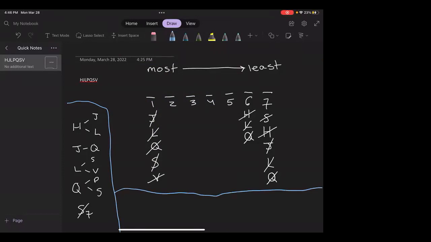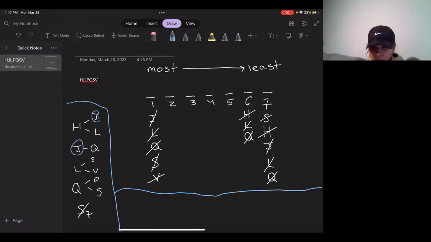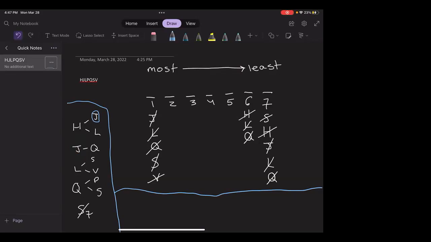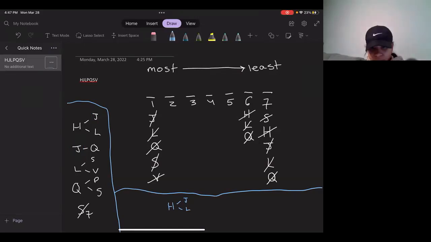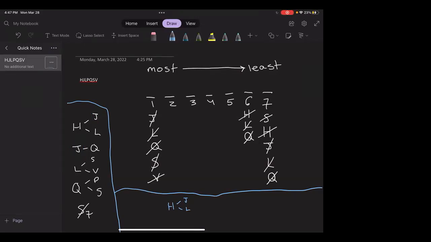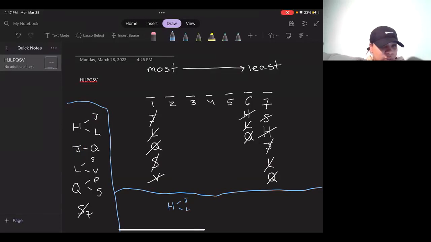Why? Because in our second rule, they share J in common, right? So what we're going to do is write out H to J to L. Cool? And then we're going to push together the second rule with the first rule. So we have J shared in common. And what does our second rule say? J is more popular than Q, so I would put J then Q.